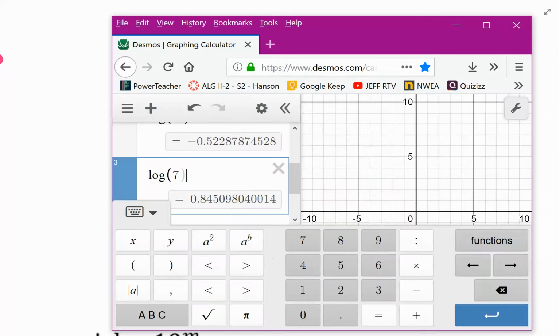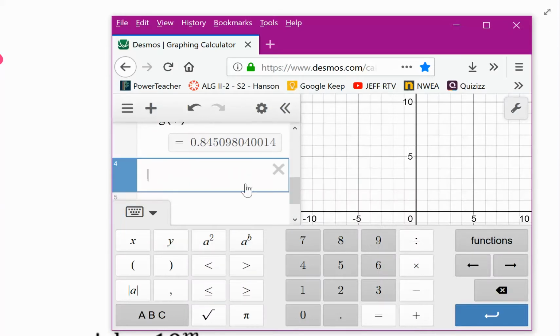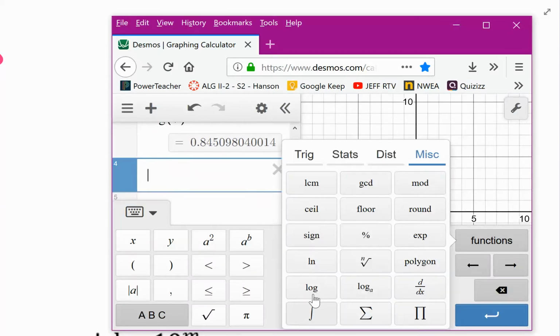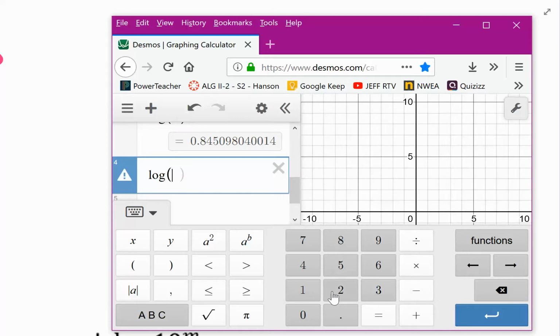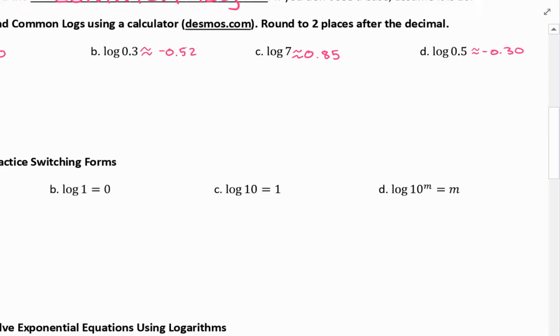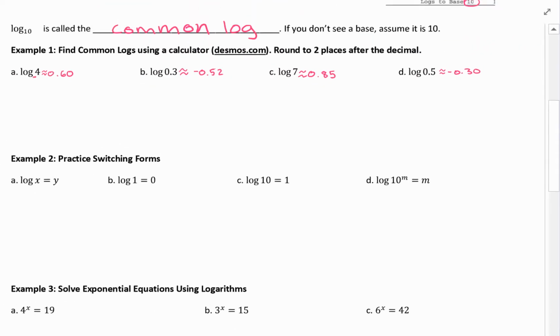Last one, log of 0.5. Log under miscellaneous functions, negative 0.30, approximately equal to negative 0.30. Done. So check that you have those correct, rounding and everything, and let's keep going.